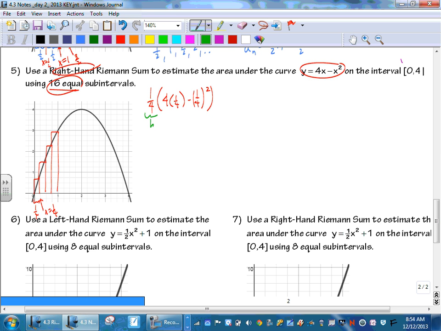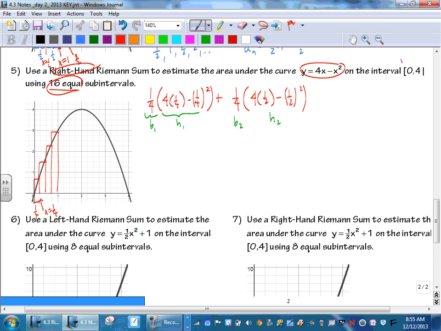That's the area of our first rectangle. We're taking the base of the first rectangle times the height of the first rectangle. Then the second one is going to have the same base, but to find the height, it's a different number that we have to plug in. What x value are we plugging in for this second rectangle? 1/2, right? 1/4, and then we go up another 1/4. That's 1/2. So we have 4 times 1/2 minus 1/2 squared. So this is our second base times the second height.